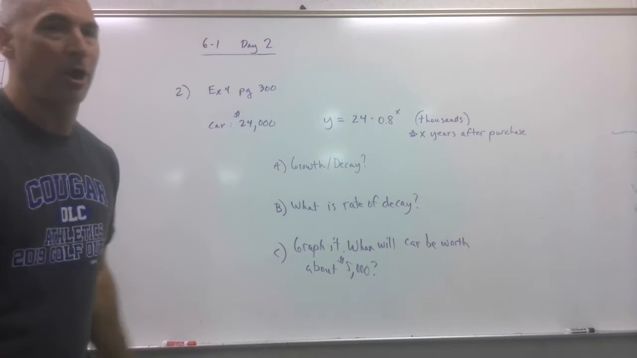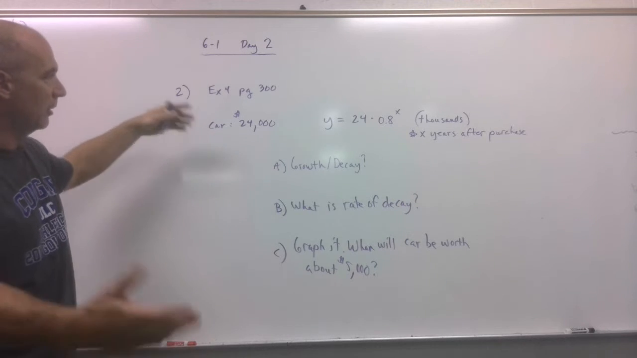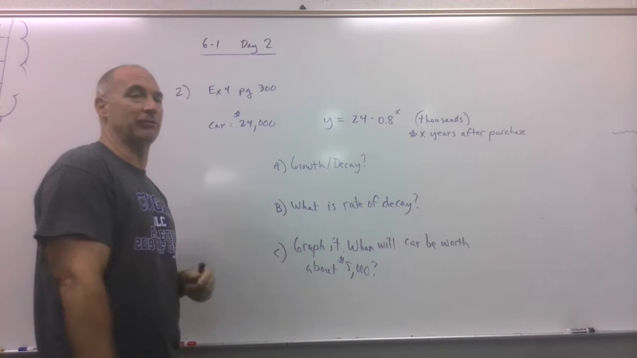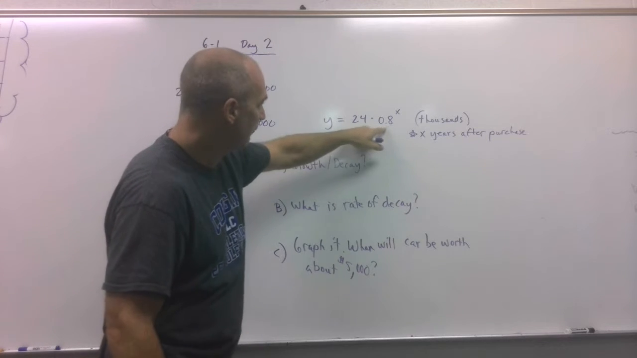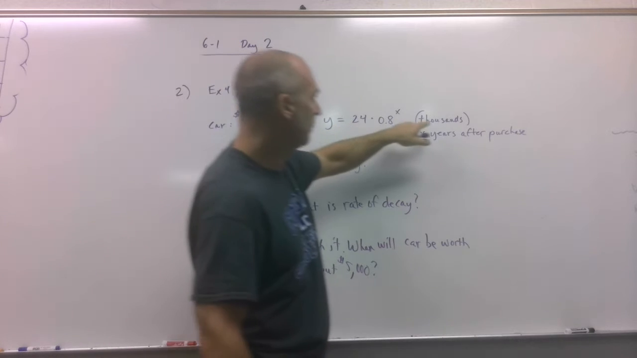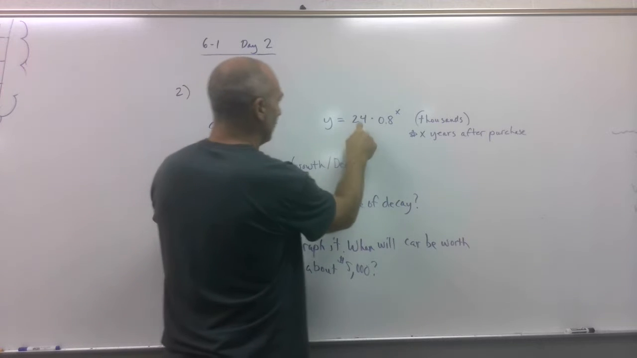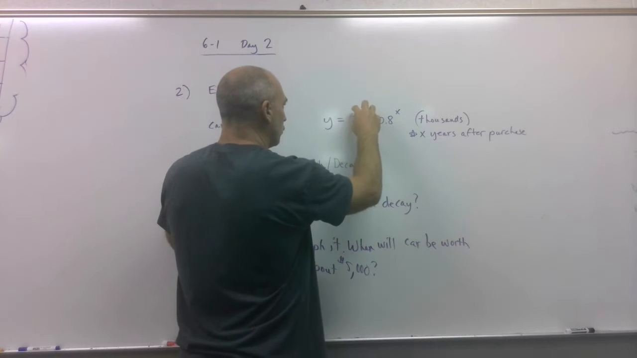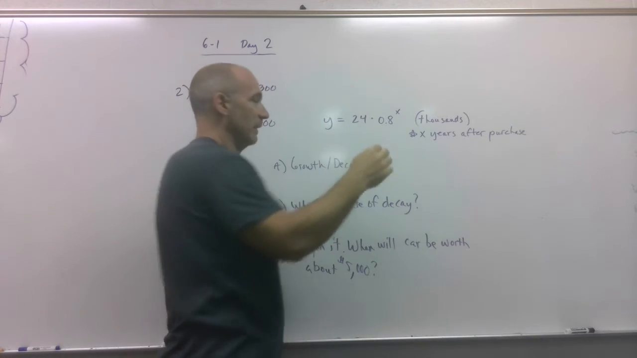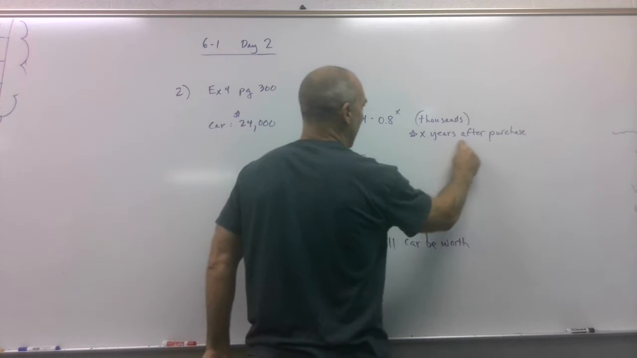Here we go. This one's about a car. Example 4, page 300. They tell you there's a car worth $24,000. Well, it's not worth that, that's what you paid for it as a new car. They give you the function that describes its value in thousands. How do you know that? The 24,000, they put a 24 there. You could put 24,000 there, but they don't. They just put the 24 and remember that's in terms of thousands. So X years after the purchase.